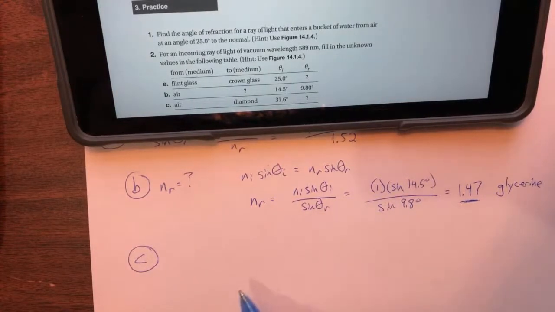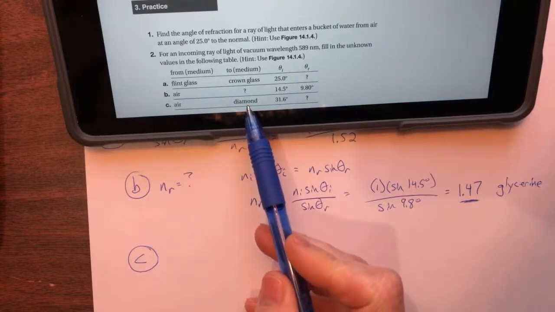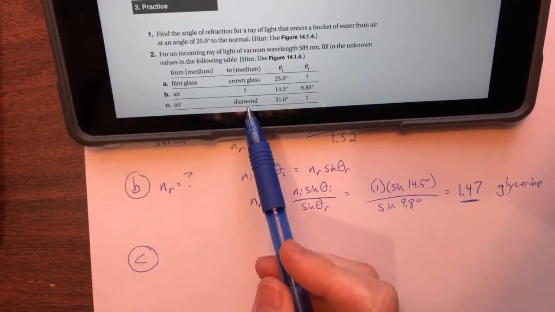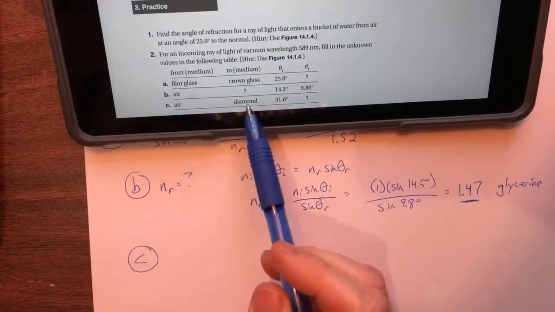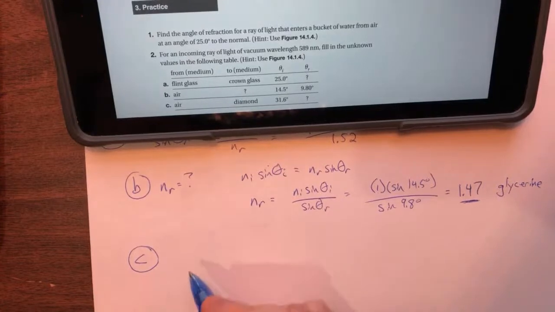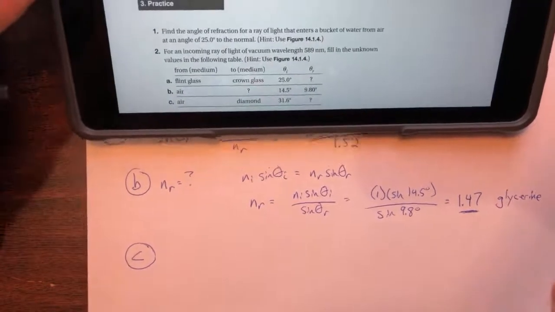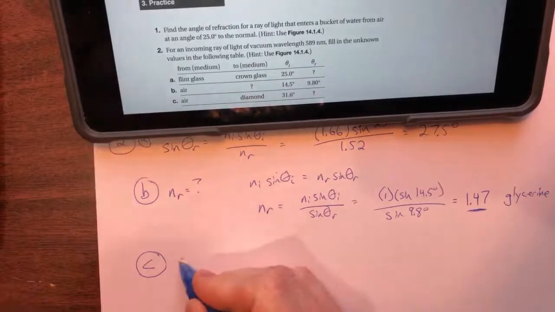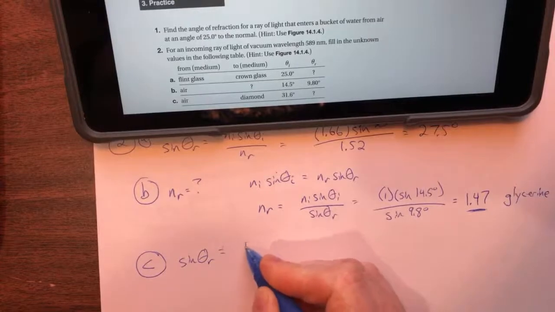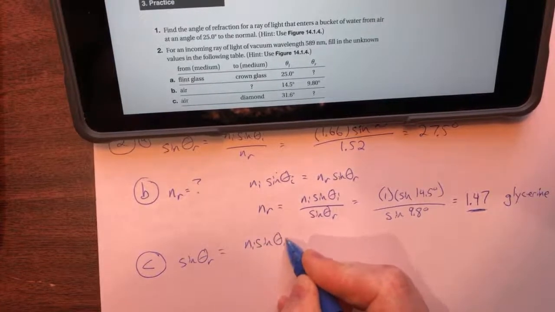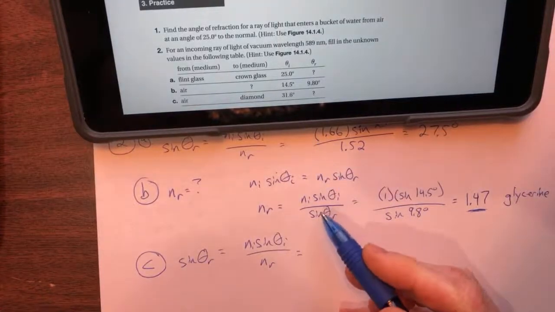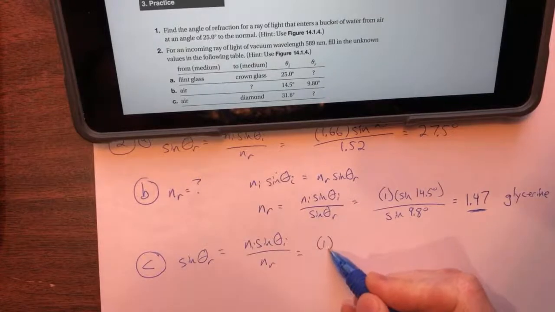All right, last one here. We have diamond as one of the mediums. So going from air to diamond, you're expecting a big change, because diamond's over 2 and air is just 1, okay? So here we're solving for the angle. Once again, we use the same equation as before: the sine of this refracted angle is equal to NI sine of your incident angle over NR. And if we're starting off with air, NI is simply 1.